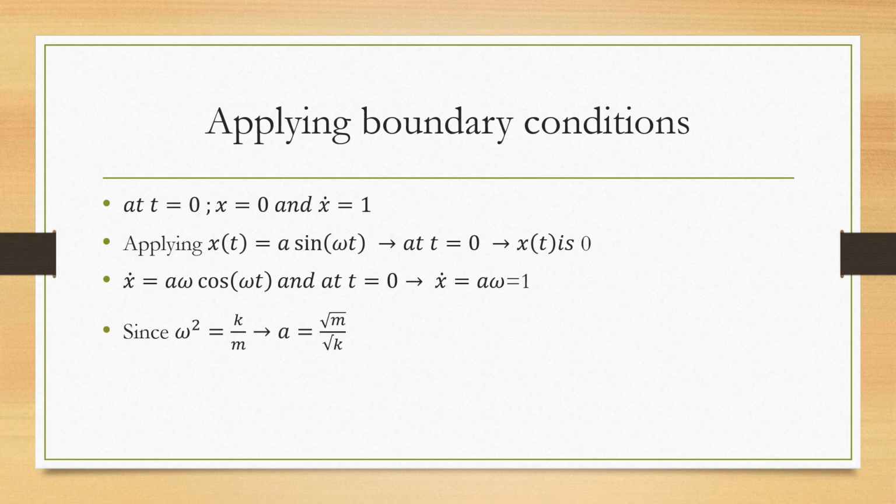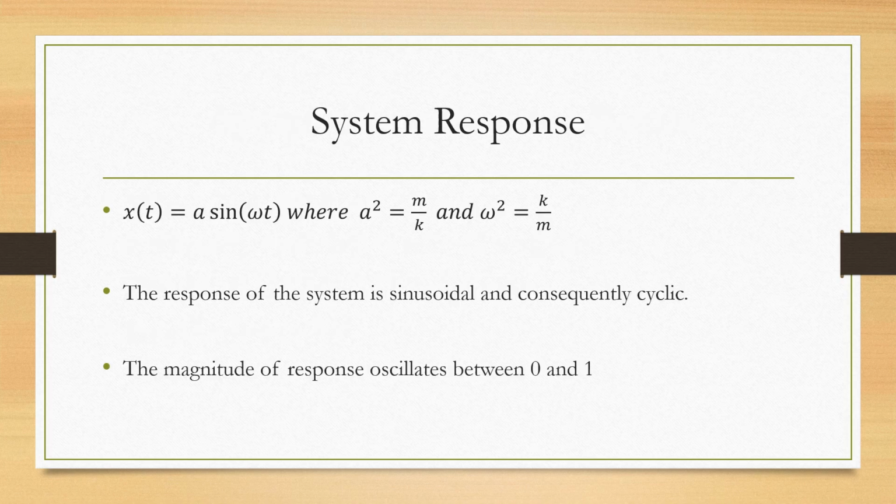X of t we defined as A sin omega t, where omega squared is k over m and A squared is m over k. The response of the system is obviously sinusoidal. Consequently, it is cyclic. It oscillates in magnitude between 0 and 1. At this point, we have solved the system for the homogeneous response only. I'm not taking into account the particular integral for the simple reason we have not defined the external forcing function. So we will get into that detailed solution at a later point in time.